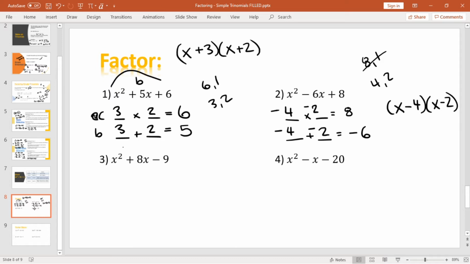Check your answer. Use FOIL. Try and get back to your original trinomial. If you can't get back or the signs are different, you did something wrong. All right, number 3.